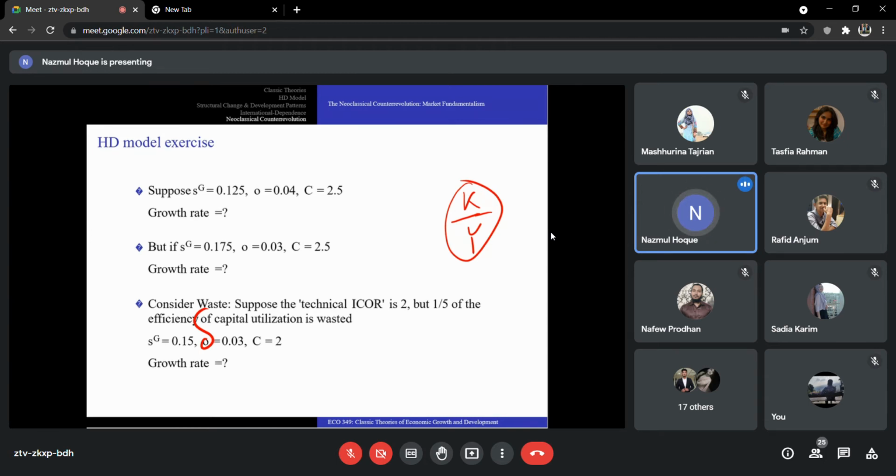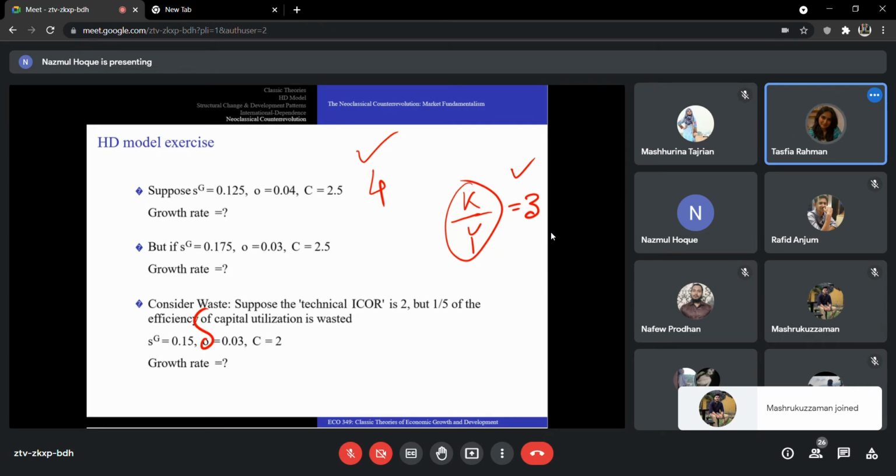So let's say this ratio is equal to 3. That means to produce 1 unit of output, you need 3 units of capital. If it is 4, that means you need 4 units of capital. So do you think having this ratio higher is better or lower is better? What do you think?